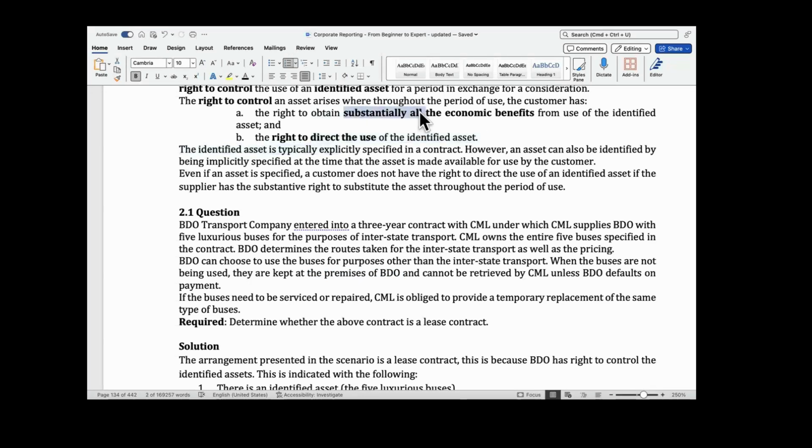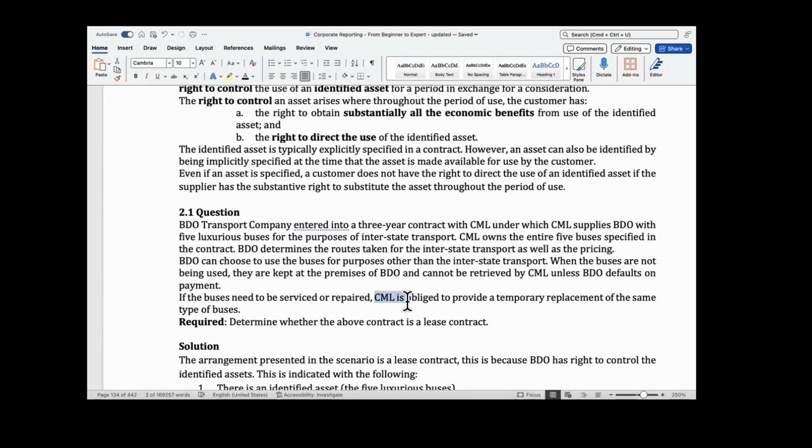BDO is the only one using the assets, which means that the economic benefit substantially goes to BDO, and also BDO has the right to direct the use of these assets. So there's a list in this contract. And even this last paragraph is saying that it's only when they need to service this asset that CML can say he wants to replace the assets. Because for us to say there is a lease in a contract, replacement of the asset is not even allowed.